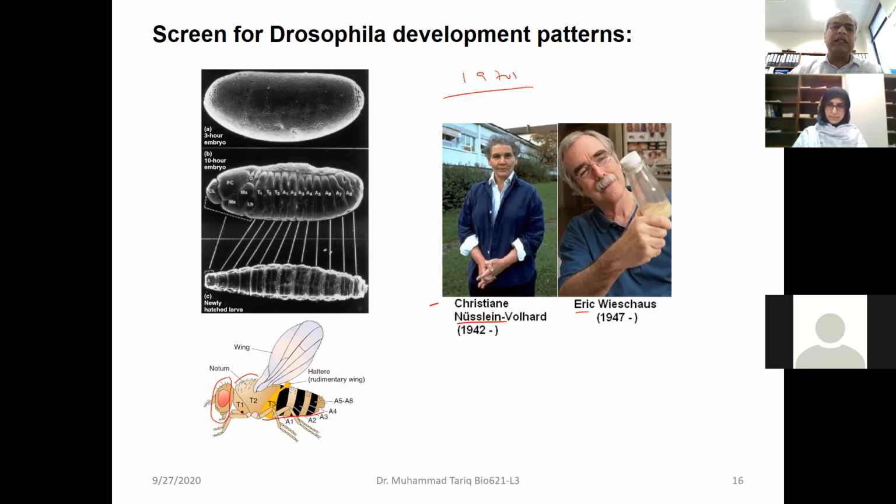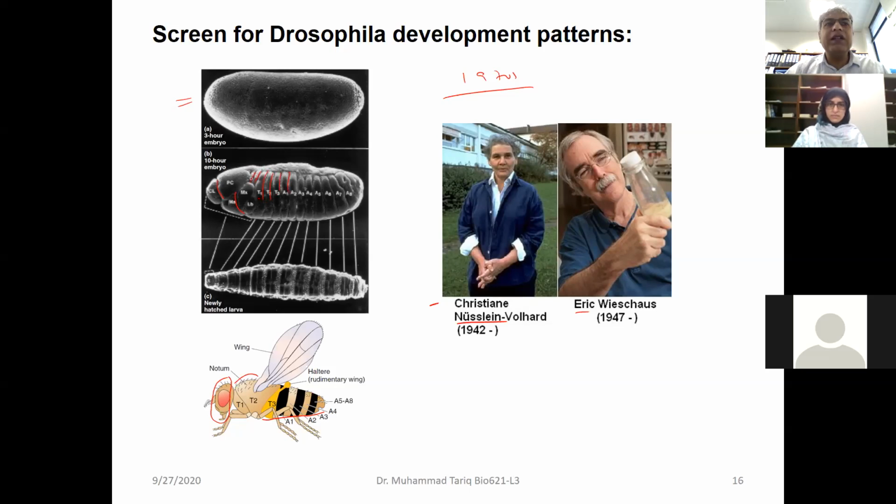In these segments, and the segmented body plan is established early during development. So this is a 3 hours old embryo. After fertilization, the egg cell is laid by the mother, and all the development takes place outside the mother's womb in fruit flies. After 10 hours, you see here already there are segments visible.